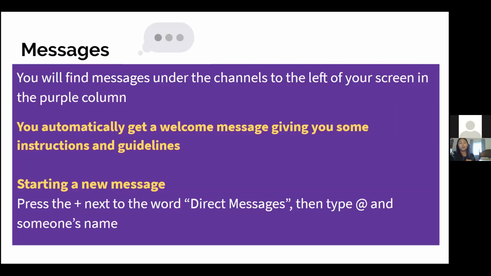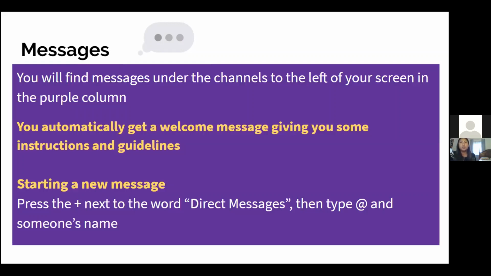And how you can do that is in the purple column, you will see direct messages, and there is a plus sign next to that. Once you click the plus sign, it starts a new message, and you can start typing the @ symbol and someone's name and just continue to add people from there if you wanted to make it into a group. A neat thing about messages is that it also has the favorite function with the star.